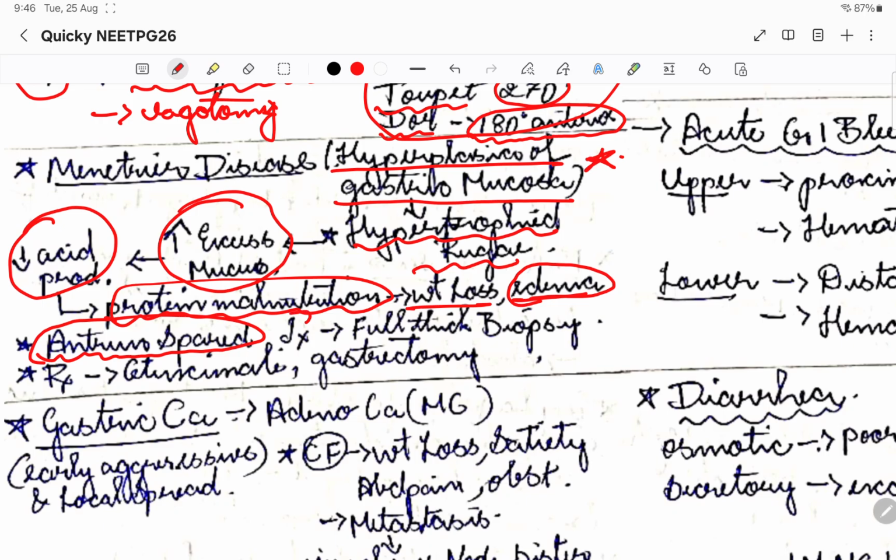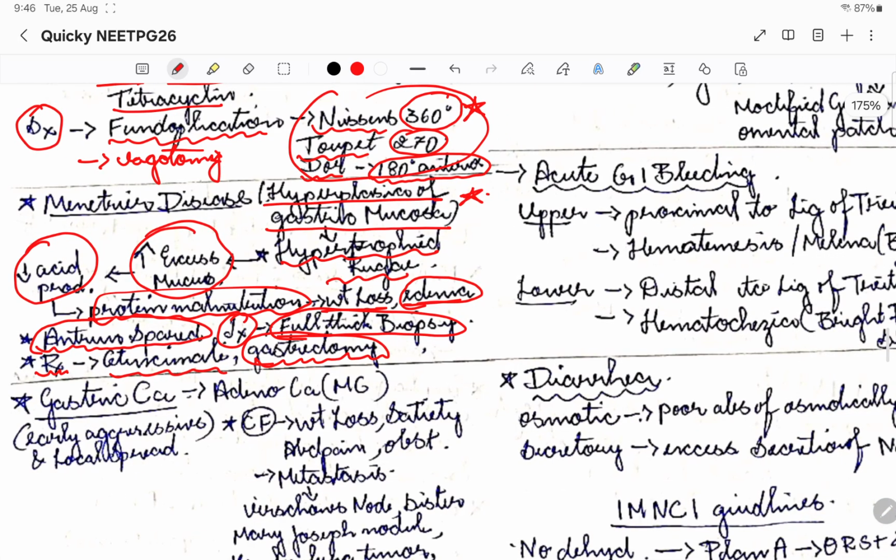For investigation, we'll take a full thickness biopsy. Then the management will be cetuximab and gastrectomy. Because it might lead to gastric cancer, that is why we will have to do gastrectomy. So this is with respect to Menetrier's disease.